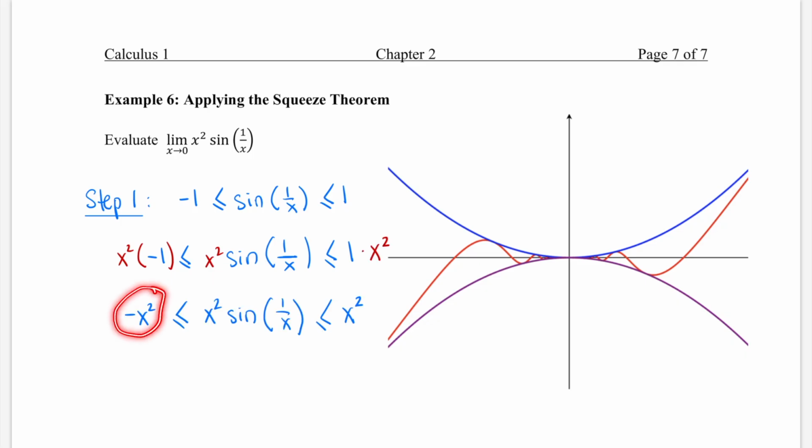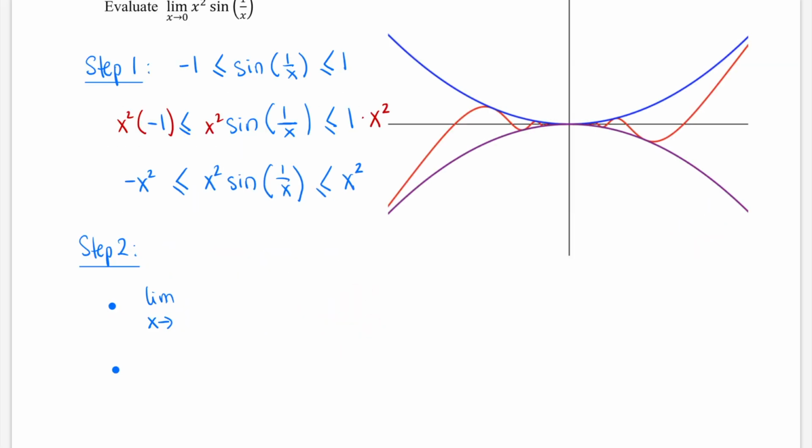So we get negative x squared is less than or equal to x squared times sine of 1 over x, which is less than or equal to x squared. Negative x squared and x squared are my two outer functions. Next, I am going to take the limits of these two functions. The limit of negative x squared as x approaches 0 is 0. And the limit of x squared as x approaches 0 is also 0.